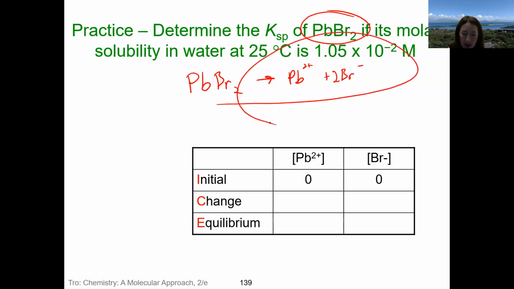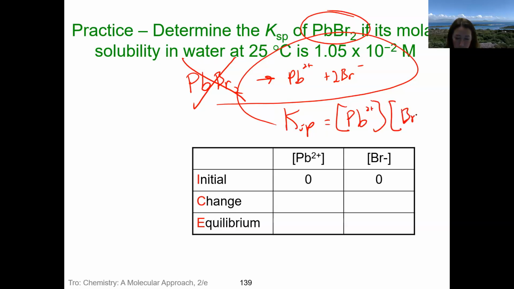2Br minus, right? Gotta write this dissociation because this dissociation is going to tell us what happens. This is a solid, so we don't put it in our equation, right? So our equation is going to be Ksp equals Pb2+ times Br minus squared. This one's going to go up by S, up by 2S, again, because there's a 2 here.